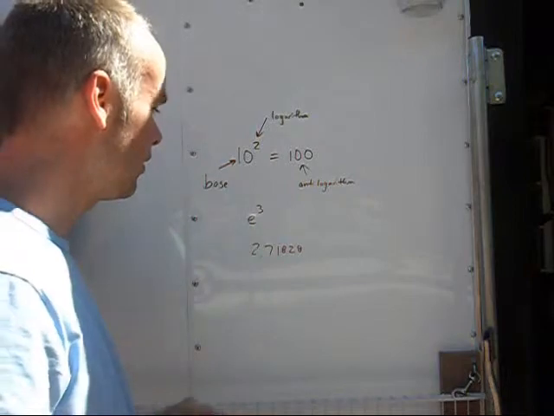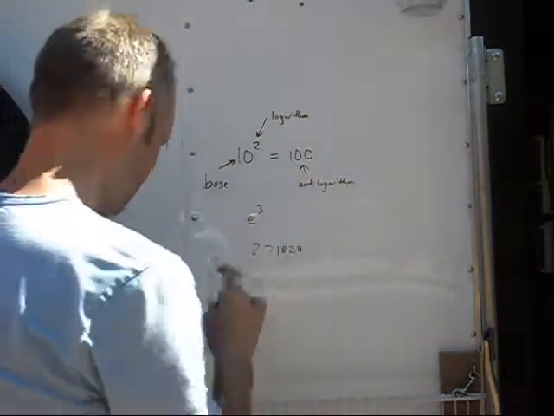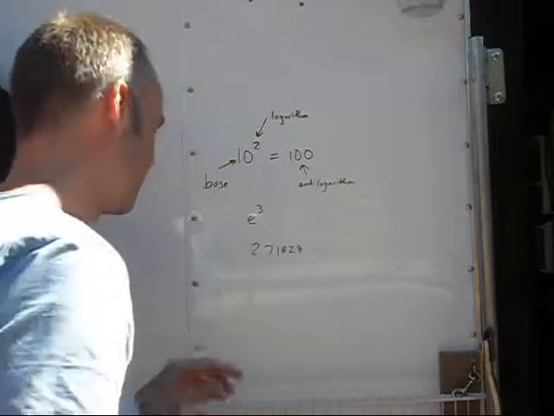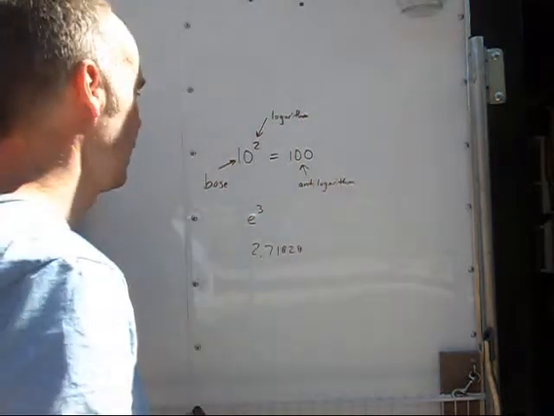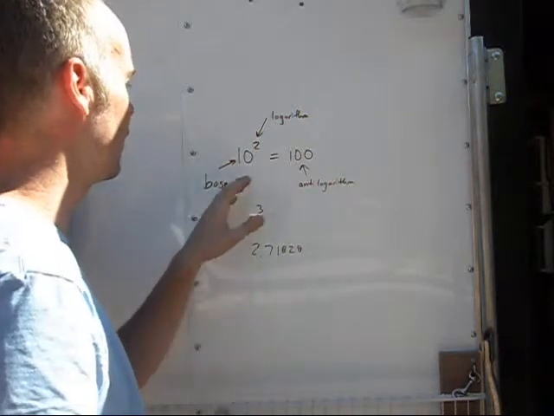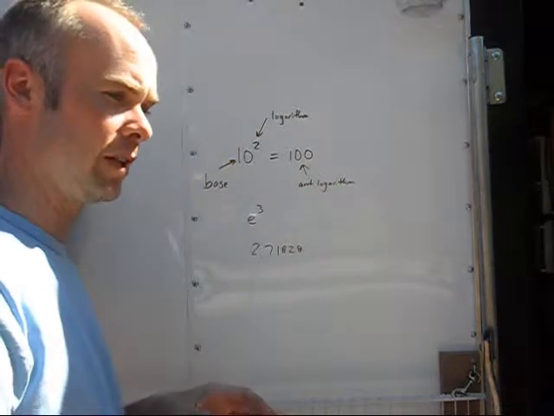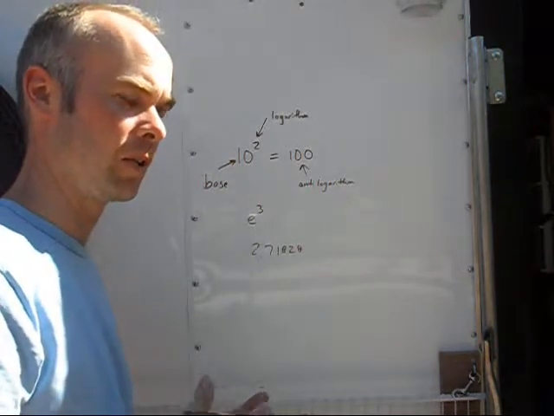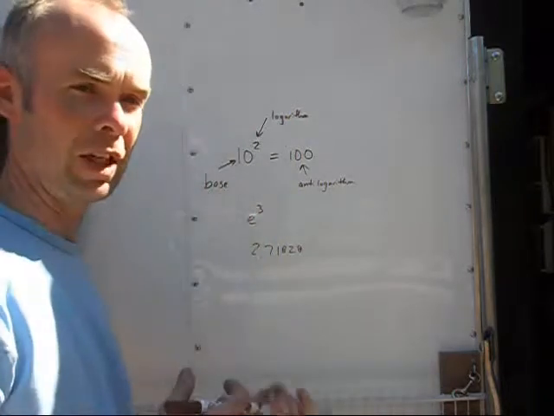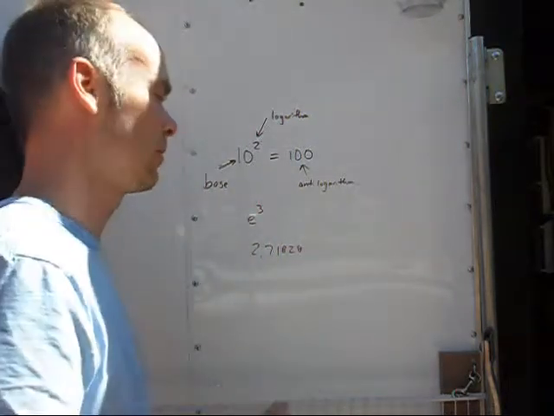And e cubed, anytime you raise e to a power, this is considered the natural logarithm. With a logarithm, you can have any base value. If the base is 10, that's considered the common logarithm. So if you put in a logarithm function on your calculator, it's typically going to be base 10. If you have base e, that's considered the natural logarithm.